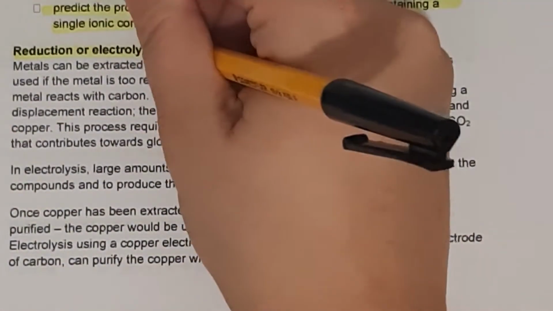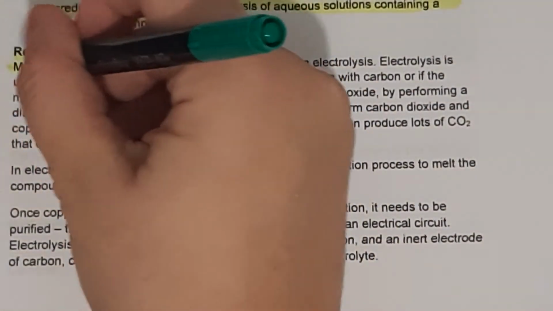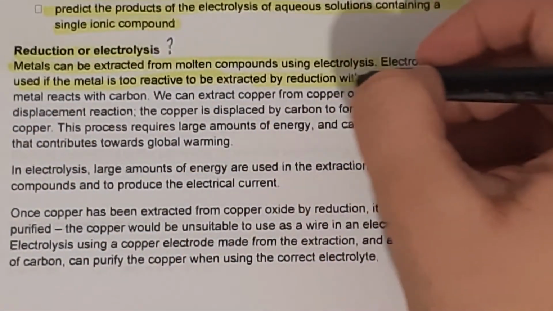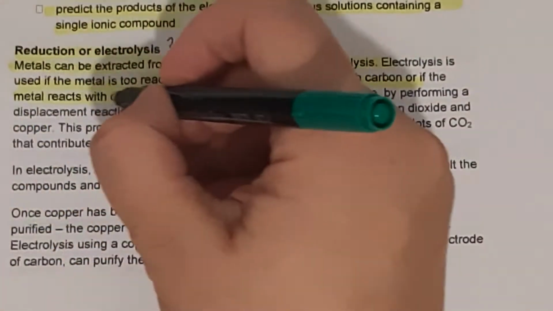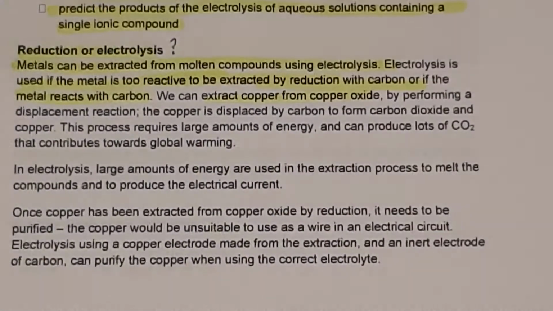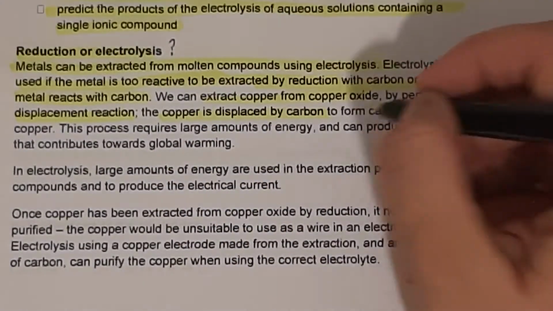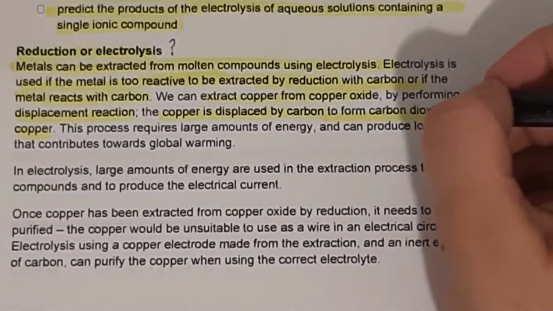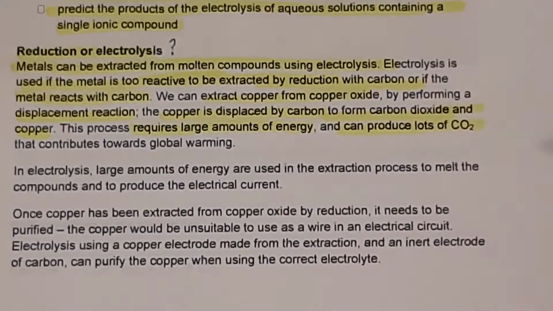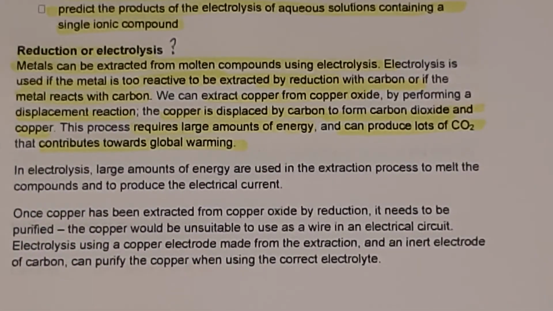Okay, so metals can be extracted from molten compounds using electrolysis. We know this. Electrolysis is used if the metal is too reactive to be extracted by reduction with carbon, or if it's reactive with carbon. We can extract copper from copper oxide by performing a displacement reaction. The copper is displaced by carbon, okay, to form carbon dioxide and copper. This process requires large amounts of energy and it can produce a lot of carbon dioxide, and this contributes towards global warming. So this is very bad for the environment and it's also very expensive.